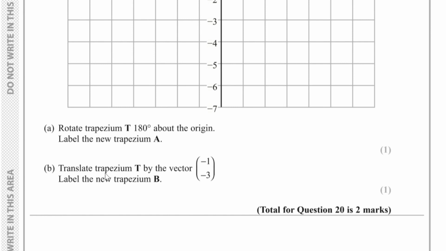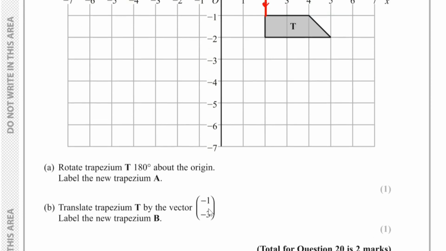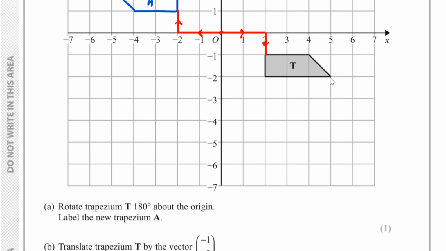And now what we have to do is translate shape T by the vector -1, -3. Well, let's pick any point, for example this one. We go -1, so that means we go 1 to the left, and then we go 3 down, so we've got 1, 2, 3, that's where that point goes. And then the shape has been translated, so here is shape B, as we see here.